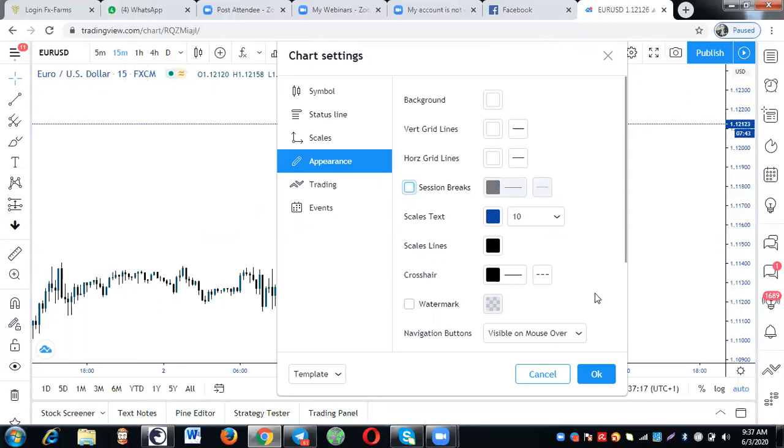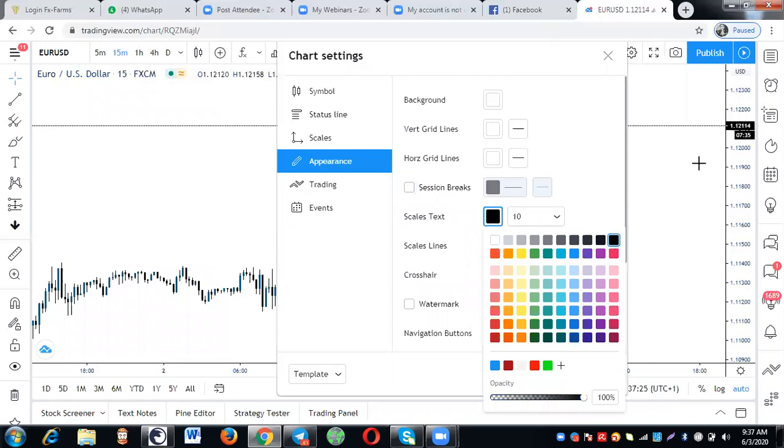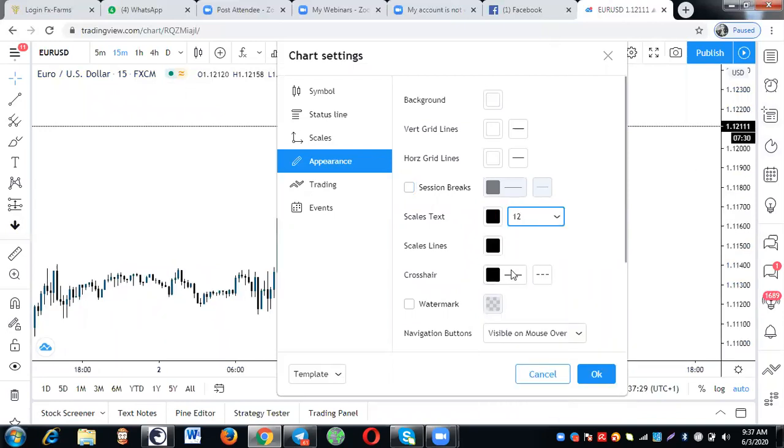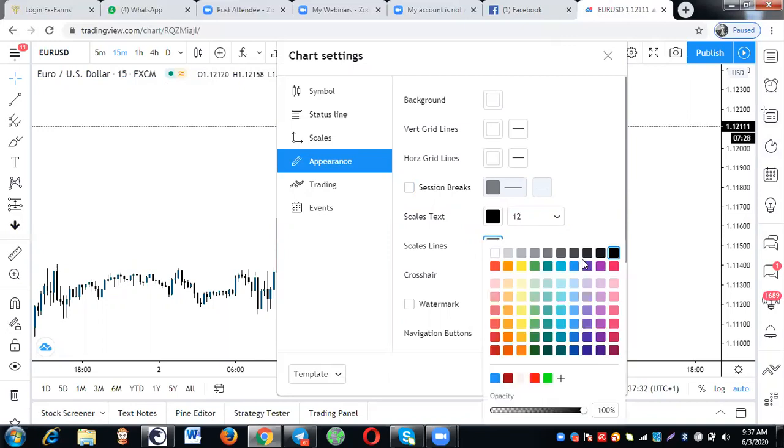So I'm not going to make use of this. So the scale text, which is this blue, I can also change this to black if I want. So right now it's black, and you can increase the size. All right, so now we have the scale lines. You want it to be black or whatever you want, you can change that.